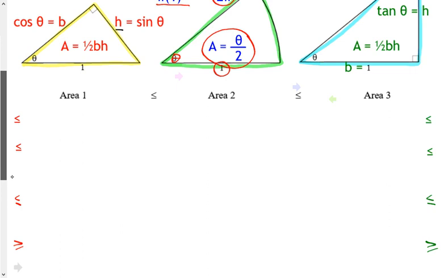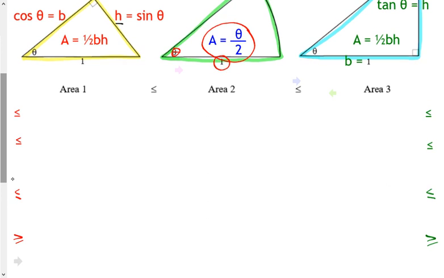So now that we have those relationships figured out, let's just fill in this middle area is theta over 2. This first area for the yellow triangle, that's going to be 1/2 sine theta cos theta. Sine theta is the height, cos theta is the base. And then for area 3, the blue triangle, the base is 1, the height is tan theta, so 1/2 tan theta will be an expression that represents that area.